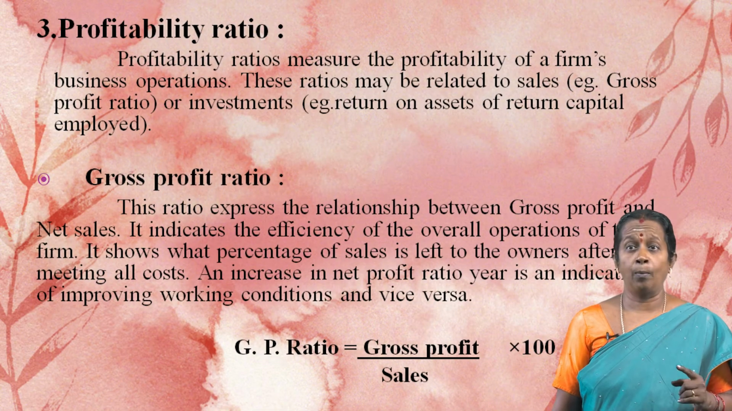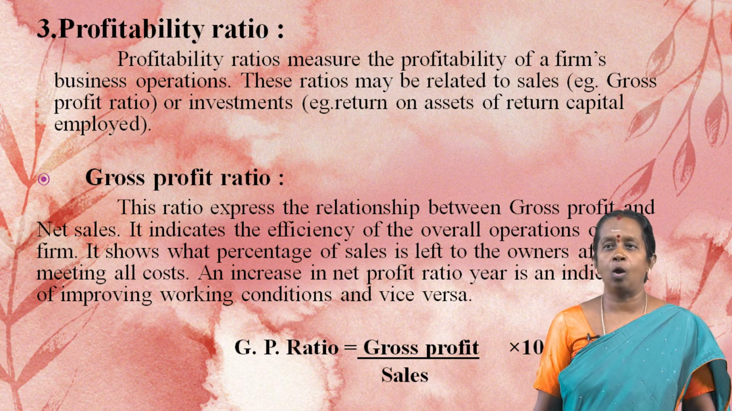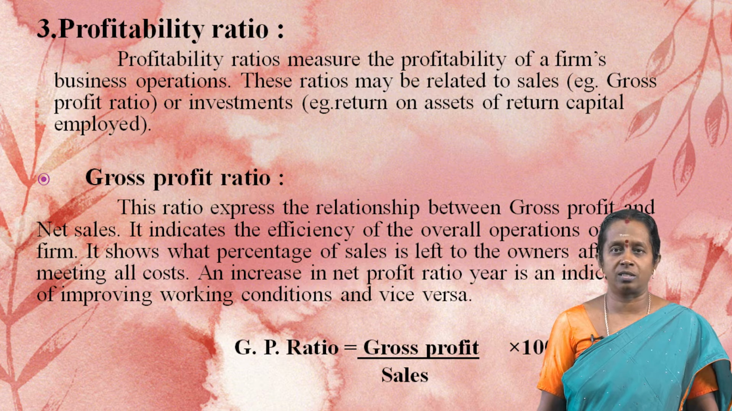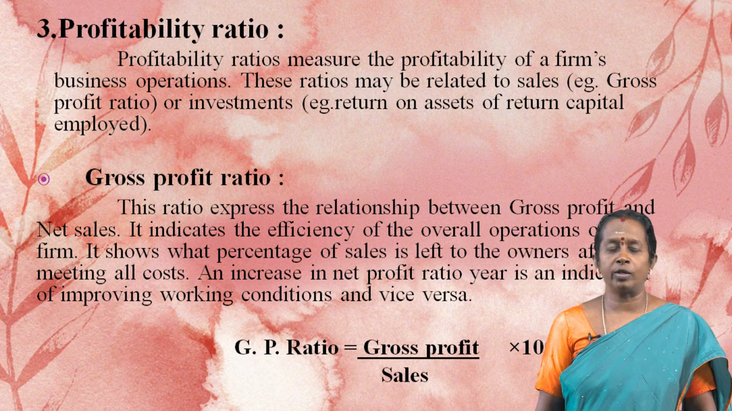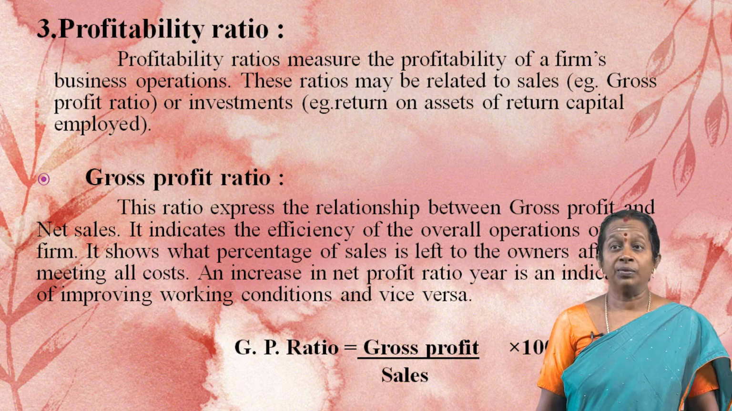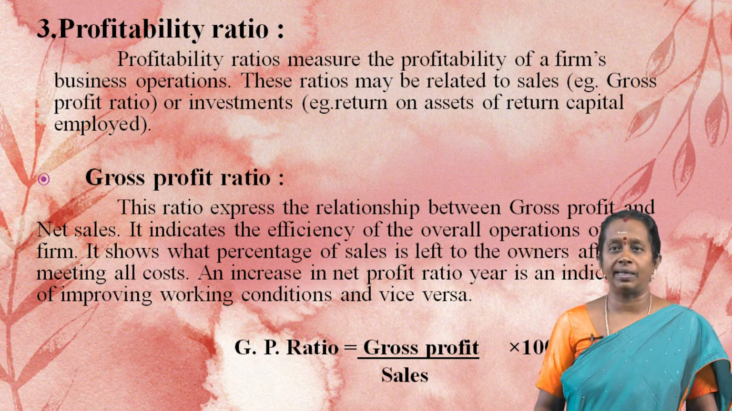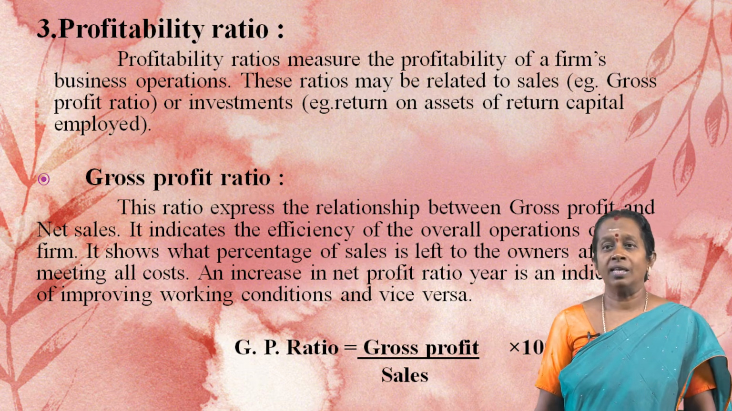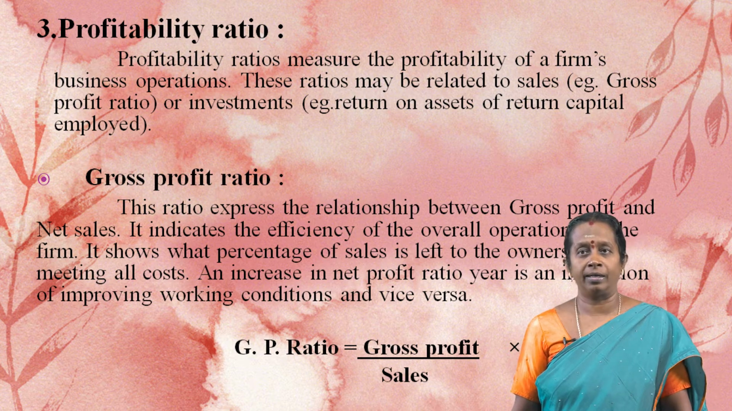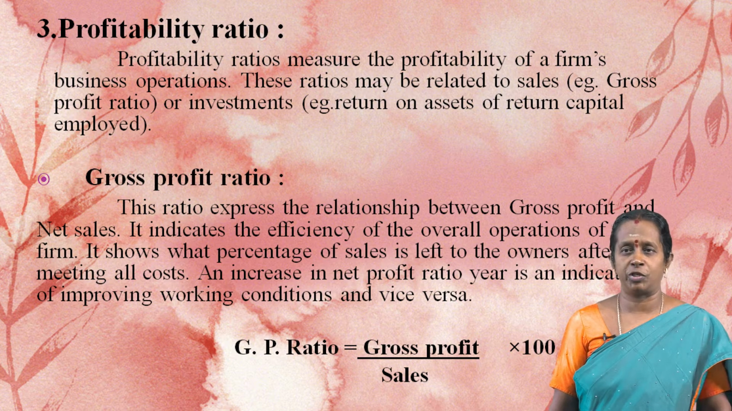Now the next one is profitability ratios. Profitability ratios measure the profitability of a firm's business operations. These ratios may be related to sales, such as the gross profit ratio, or to investments, which is considered as return on assets or capital employed. Return on capital employed is nothing but profit. Here this profitability ratio is categorized in different ways. Number one is the GP ratio, that is the gross profit ratio.